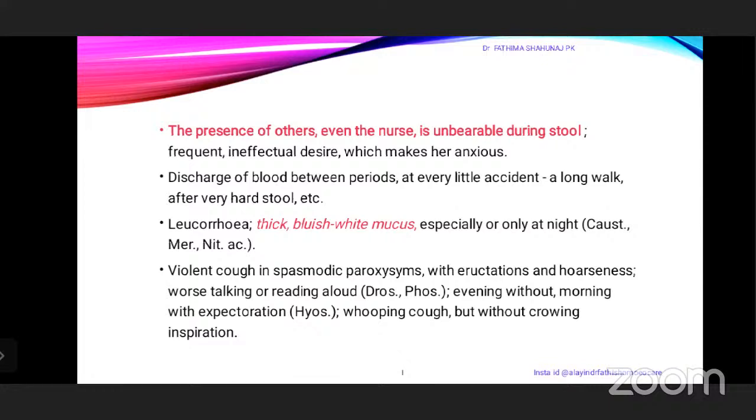Then Hyoscyamus, cough is dry, nocturnal, spasmodic, aggravation when lying down, and relieved by sitting up, and aggravation at night after eating, drinking, and talking, singing. So in all these symptoms we are seeing a common aggravation, which is eating, laughing, weeping, lying down. And again, these are the similar comparisons found in these drugs. Okay, then whooping cough but without crowing inspiration.